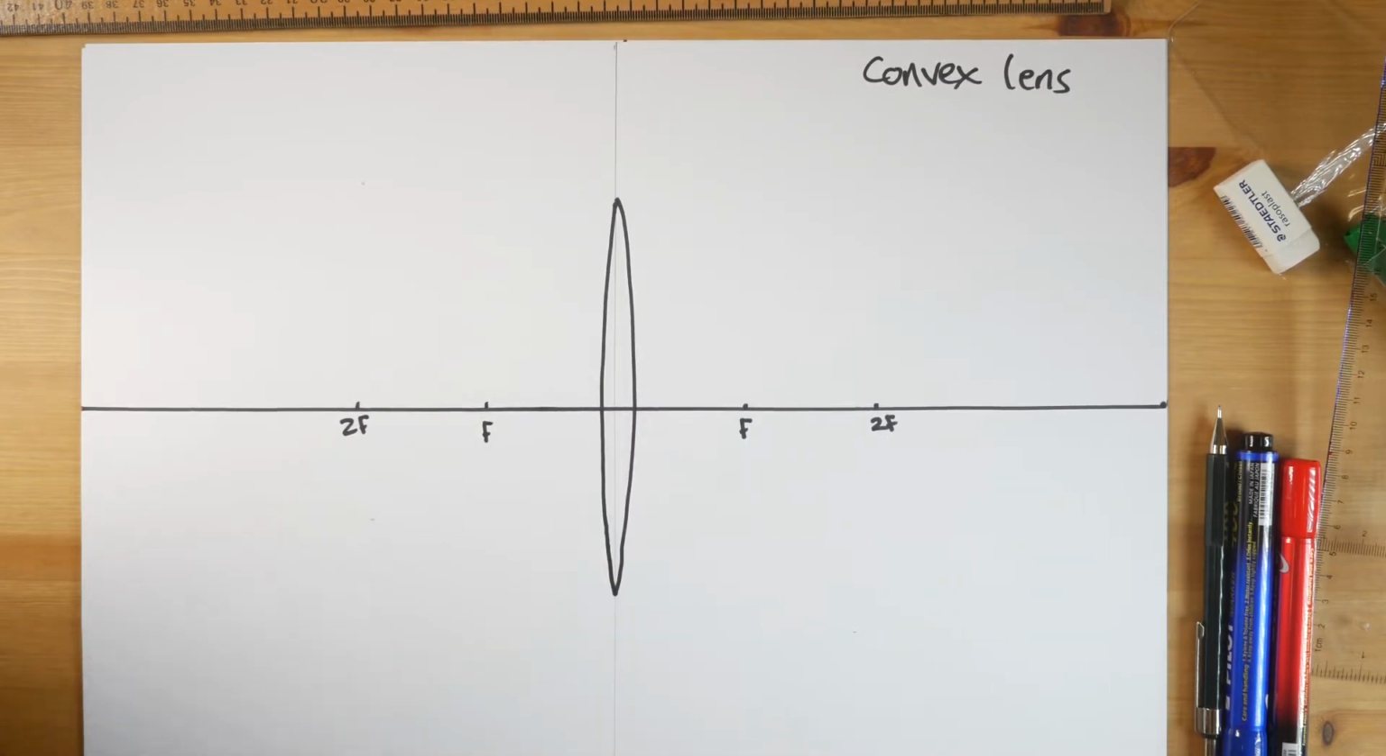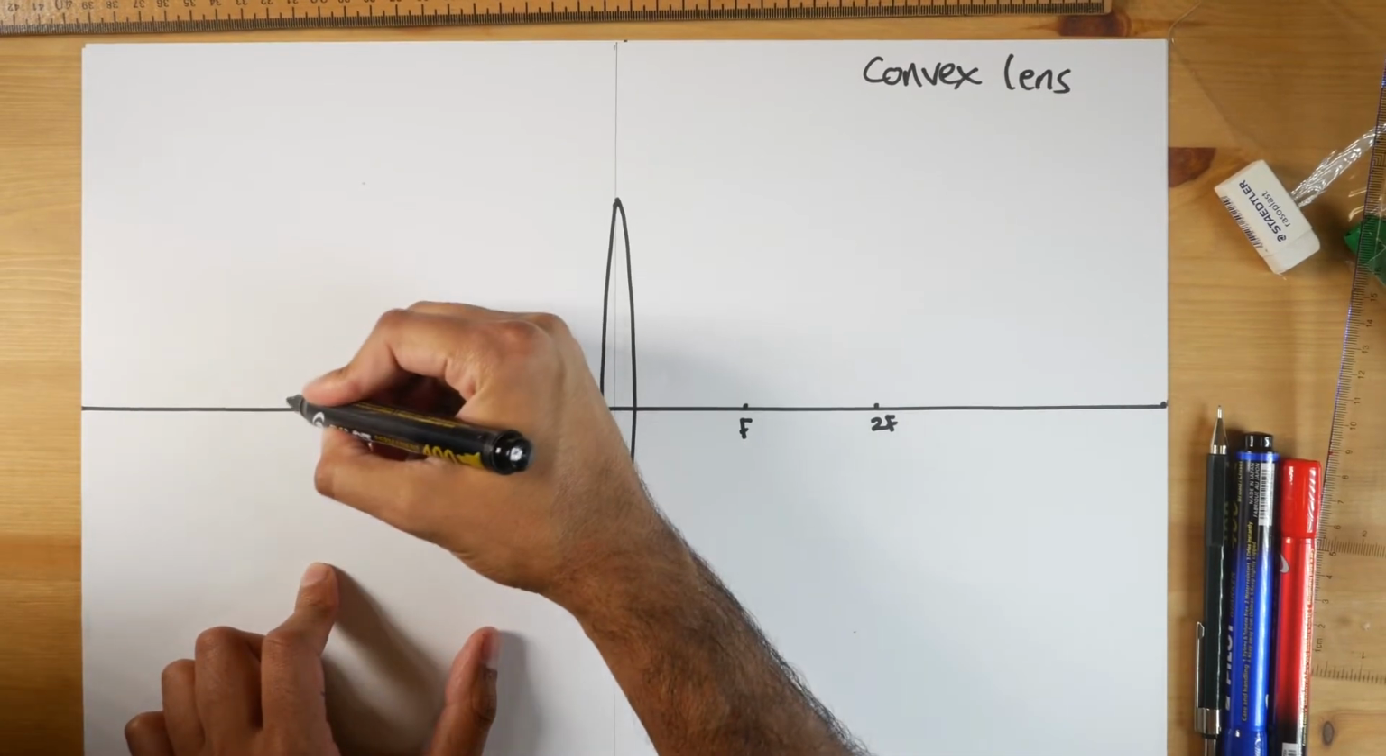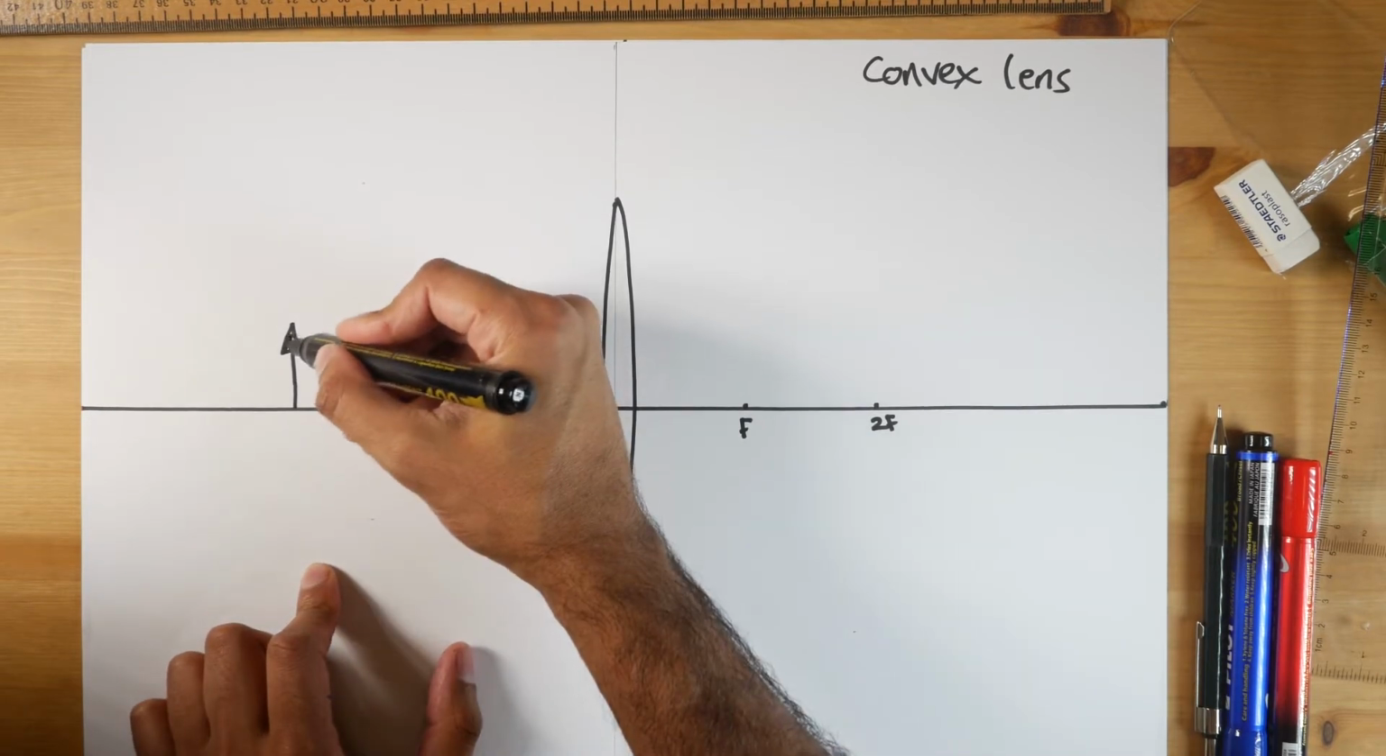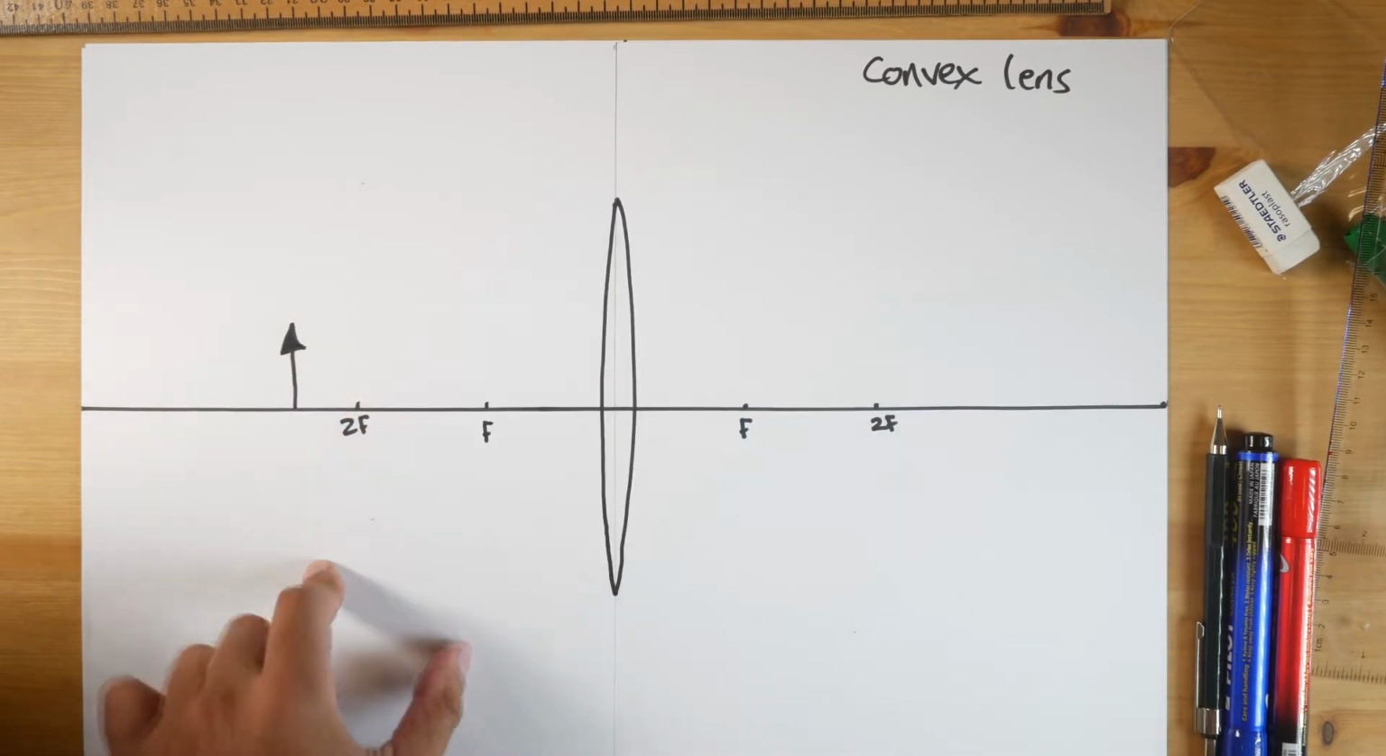Okay, so what exactly happens to light rays when we've got a convex lens? First of all, we need an object, and I'm going to draw an object over here. As usual, I'm going to draw an arrow. I'm going to color it in. There we are, this is my arrow.